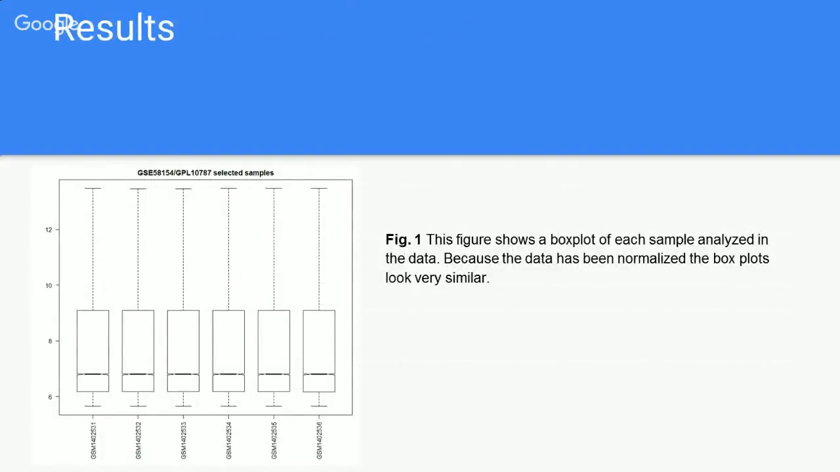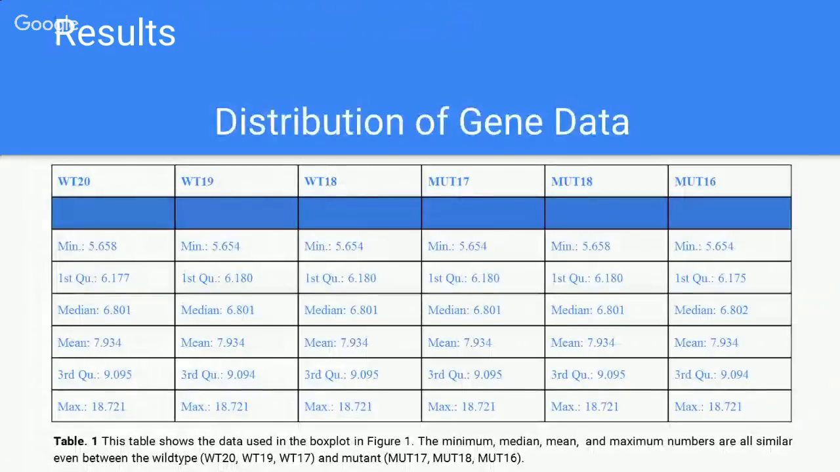So first, for our results, this was the box plot that first appeared for the distribution of the genes. And we see here that there seems to be an even distribution across each gene. And this is verified within the data tables of the box plot information, where the minimums, the first quartiles, the median, mean, third quartiles, and the max values are all about the same.